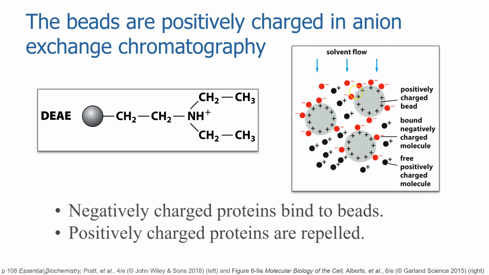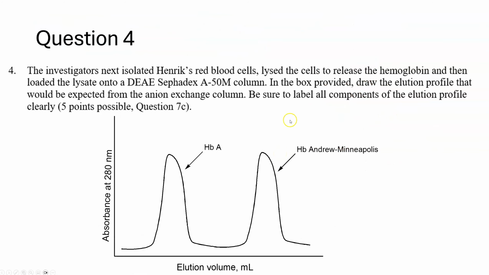So this is an example of the positively charged bead. We can think of the positively charged molecules being repelled. They'll come off first, whereas the negatively charged proteins will be attracted and they'll come off second. We already talked about how hemoglobin Andrew Minneapolis was more negative, so it's going to be attracted and come off second. So hemoglobin A comes off first, and hemoglobin Andrew Minneapolis comes off second.